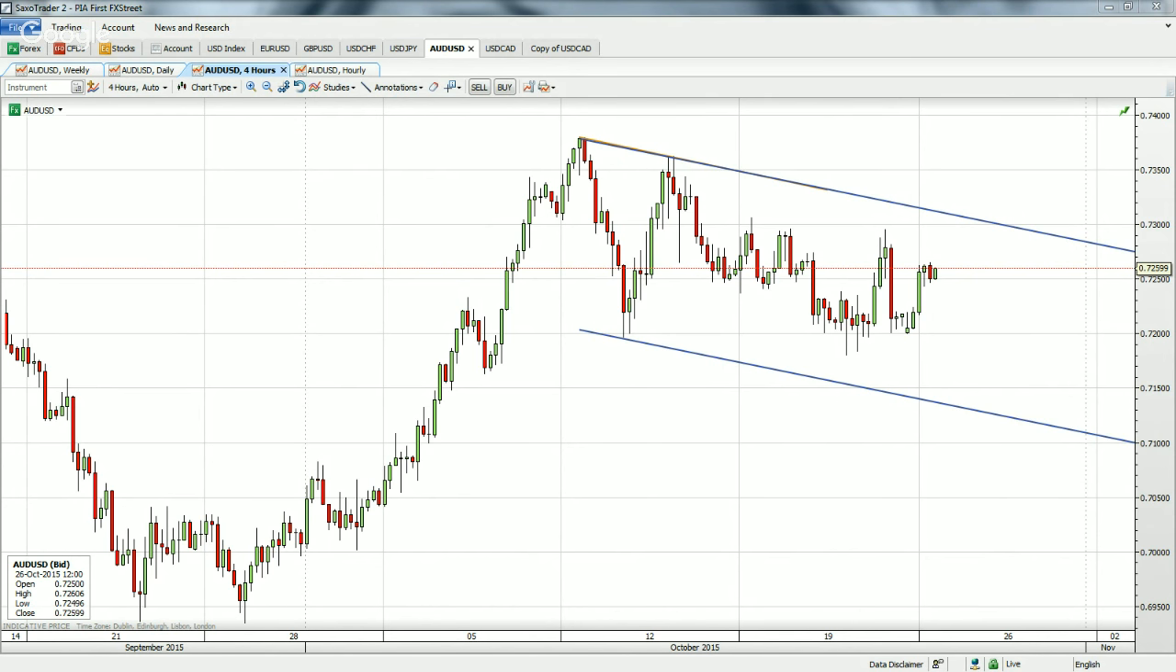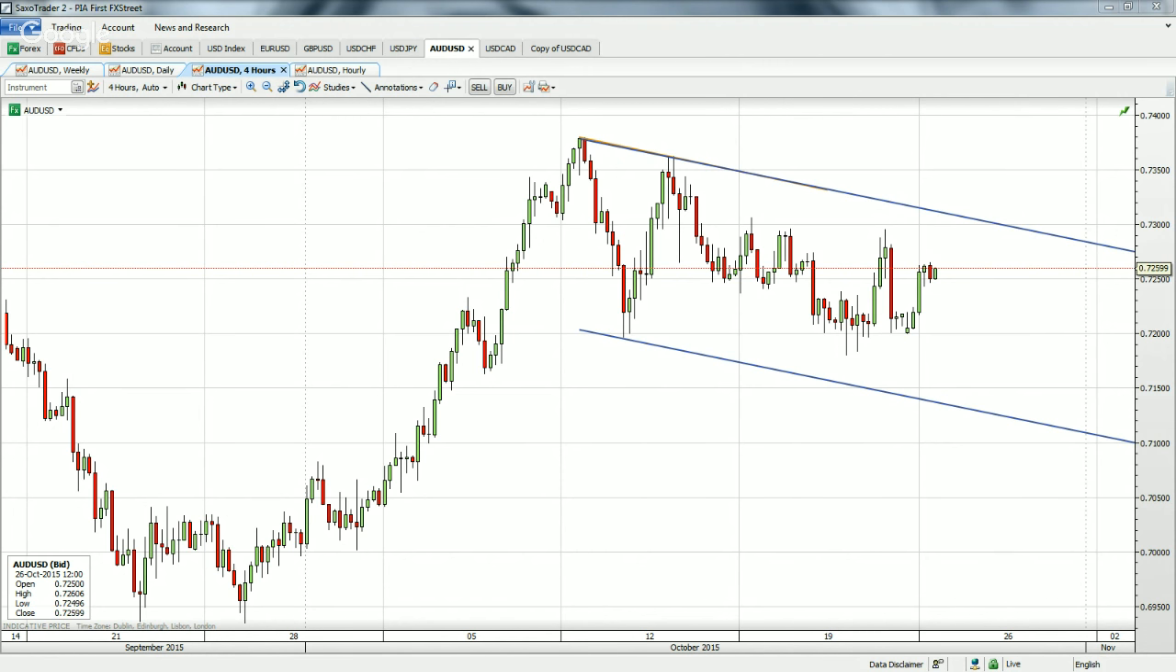So Aussie dollar, as I said, in an expanding wedge formation on the daily chart. 4-hour chart is in a channel. It is a bullish channel, but it's a 160 odd pip range. So there's scope for a move in either direction.